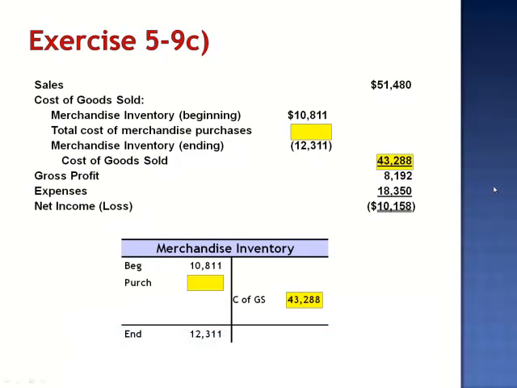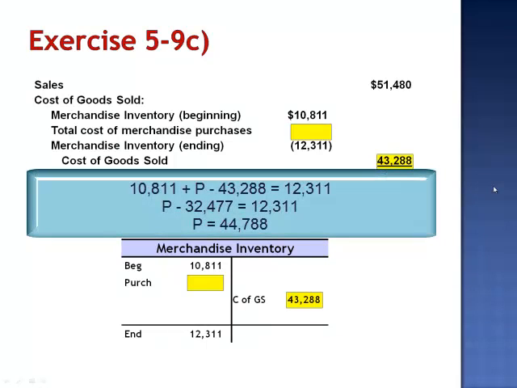To solve for the amount of the purchases, we have $10,811 plus P, the amount of our purchases, minus $43,288, cost of goods sold, equals $12,311. When we combine the $10,811 and the negative $43,288, we have P minus $32,477 equals $12,311. Adding $32,477 to each side, we determine the amount of our purchases, P equals $44,788.